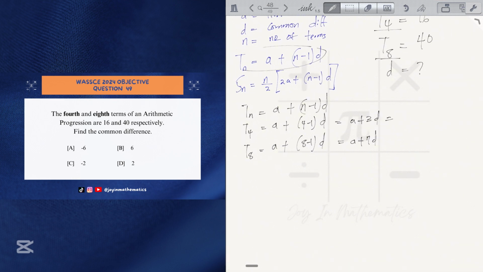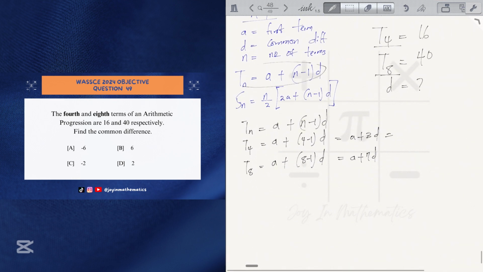T4 from the question, that's the fourth term, is equal to 16, and the eighth term is equal to 40. So now we have two equations. We have that a plus 3d is equal to 16, a plus 7d is equal to 40. Equation 1 and equation 2. So we have two equations, two unknowns, and we want to solve for d, because the question says we should find the common difference. So let's use the elimination method.